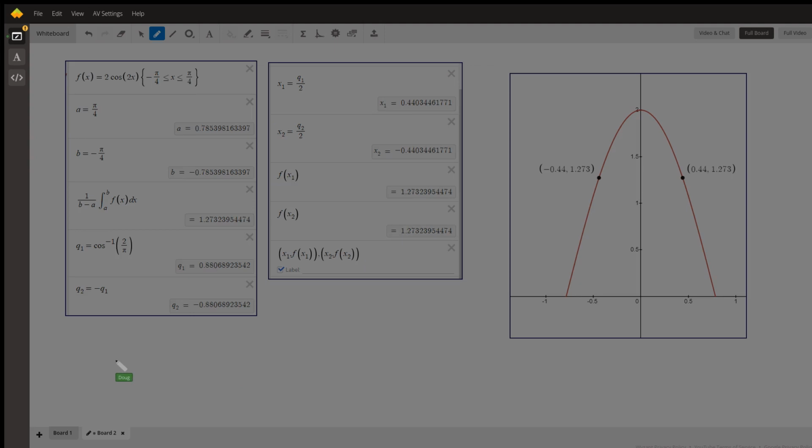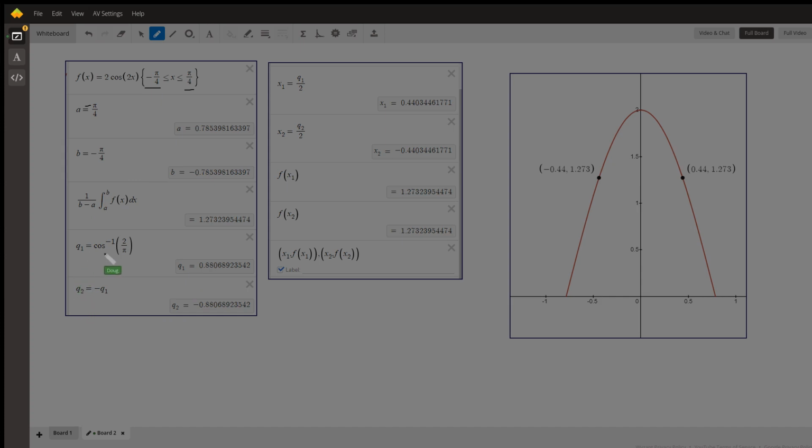Now, if I go to the next board, here's a graph of f of x, 2 cosine of 2x from negative pi over 4 to pi over 4. A is pi over, I got those backwards. Okay. This should have been negative. This should have been positive. I don't think that makes a difference.